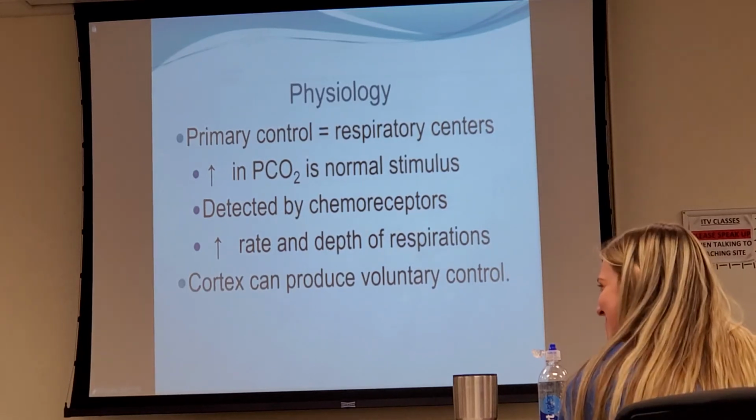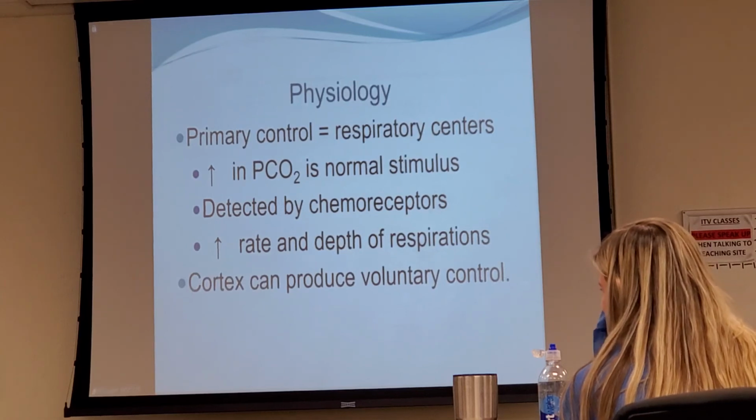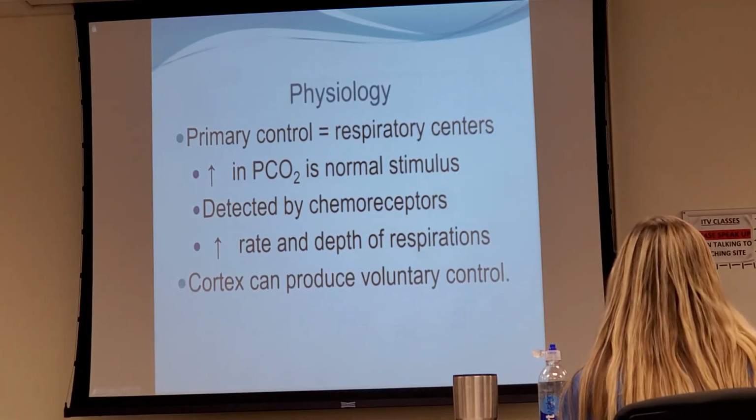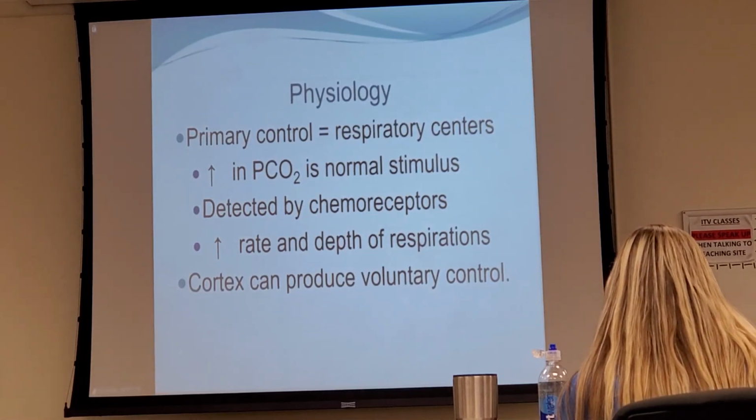All right, so the cortex can produce voluntary control. So holding your breath, being able to control it while you're swimming, those are examples of how your brain can override your respiratory center.